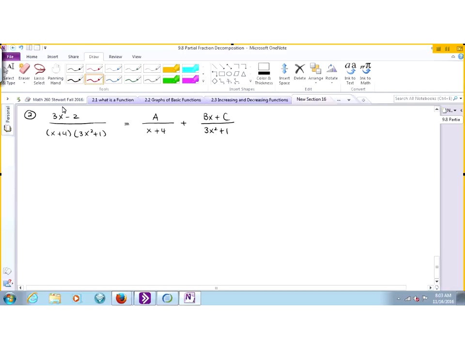Now, let's clear the denominator as usual. So we have been clearing the denominator. So x plus 4 times 3x squared plus 1. All right. So this is 3x minus 2 is equal to a times what?